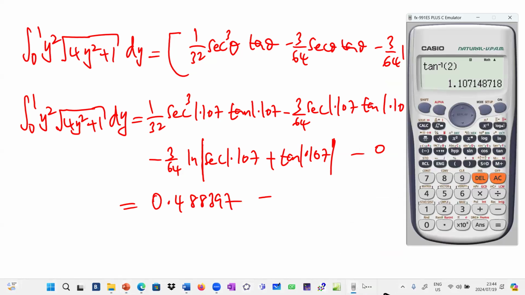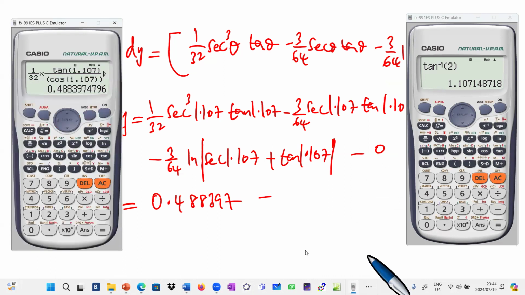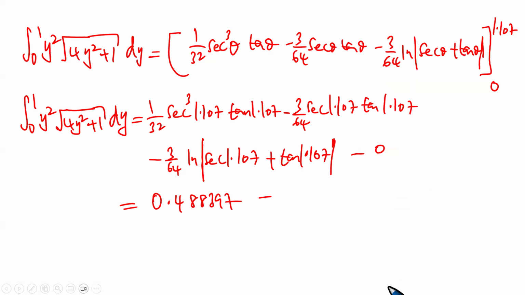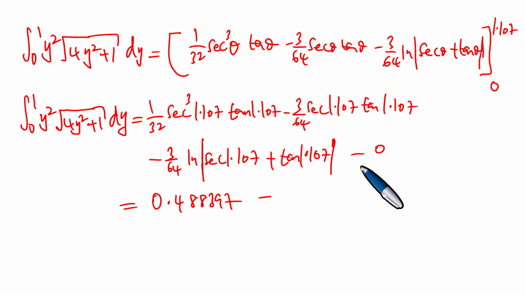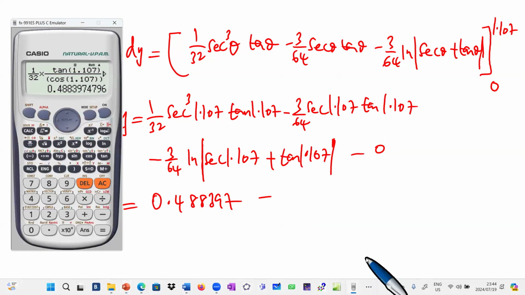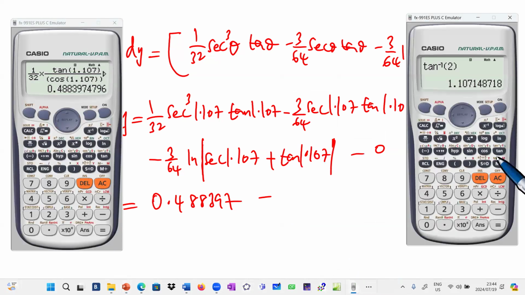Okay. How many calculators am I having here? Two of them. Right. So you have 0.488397, and then you're going to subtract this one. If we can use any of the two calculators, maybe we can use this one. Using this one, for example, let's do this part.